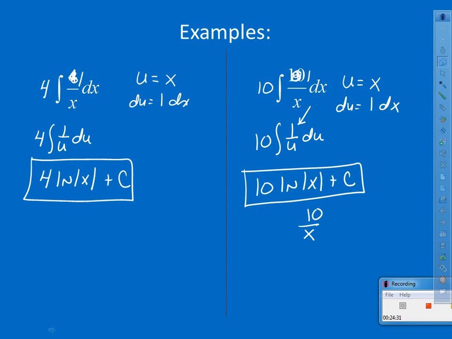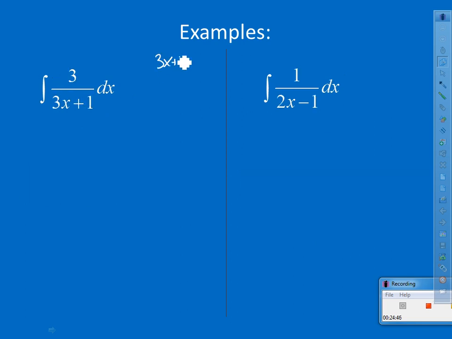Here's my next one, another easy one, your number 10. Please notice, though, that the denominator is to the first power. This 3x plus 1 is to the first power. If it's to the first, it's going to be a natural log. So here goes.